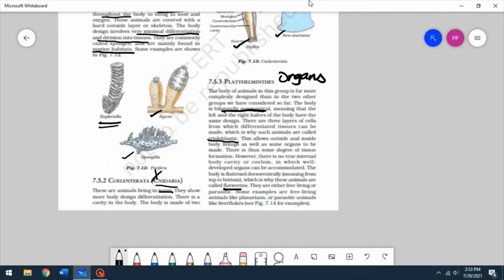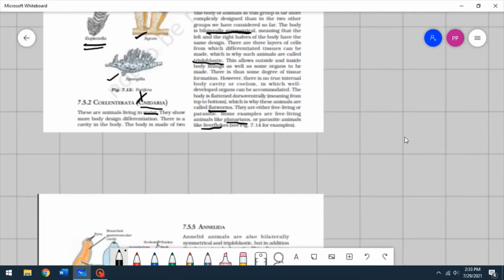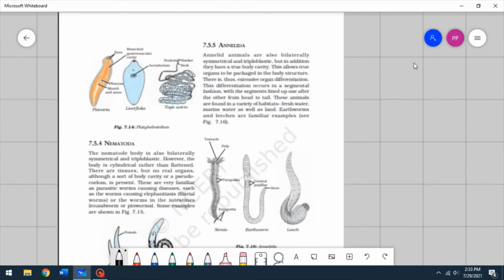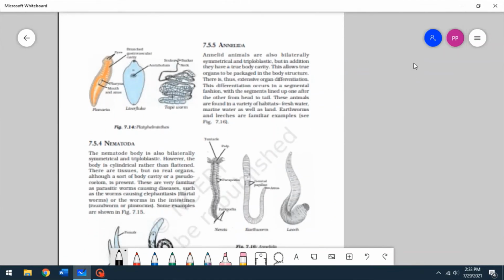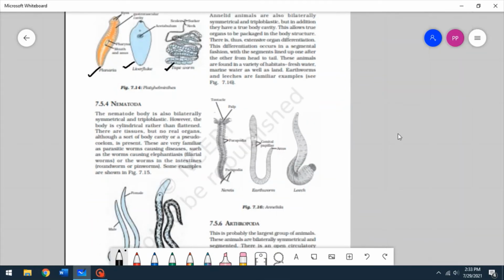Alright, they're either free living or parasitic. And some examples are liver flukes, planarians, and liver flukes are parasitic. Alright, so we have diagrams of them. This is Planaria, which is free living. Liver fluke is a parasite. Tapeworm is another example of platyhelminthes. And then we have the fourth phylum, which is Nematoda.